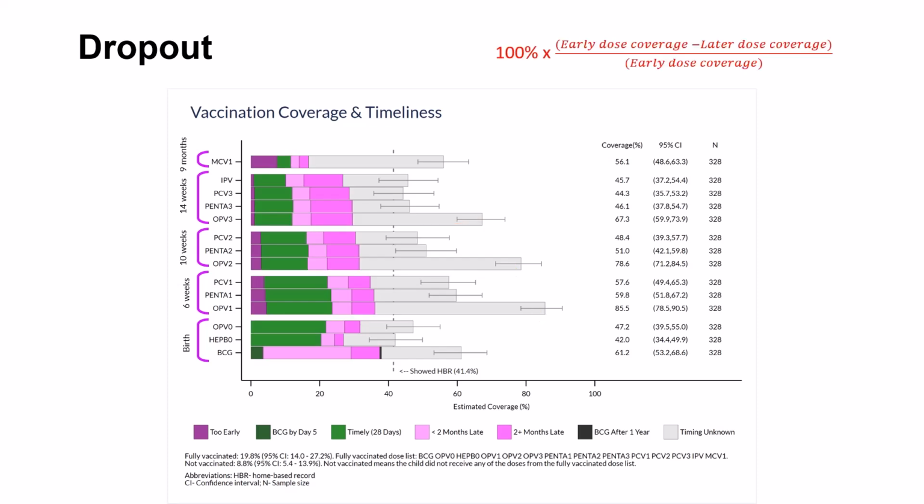If we want a precise measure of dropout, we can calculate it using this formula. Our calculation shows that between the dose of OPV given at 6 weeks, OPV1, to OPV3 given at 14 weeks, there was a 21.3% dropout. That is to say that of the children who received OPV1, 1 in 5 of them, 20%, dropped out and did not go on to receive OPV3. Generally, the World Health Organization describes dropout values higher than 10% as being too high.